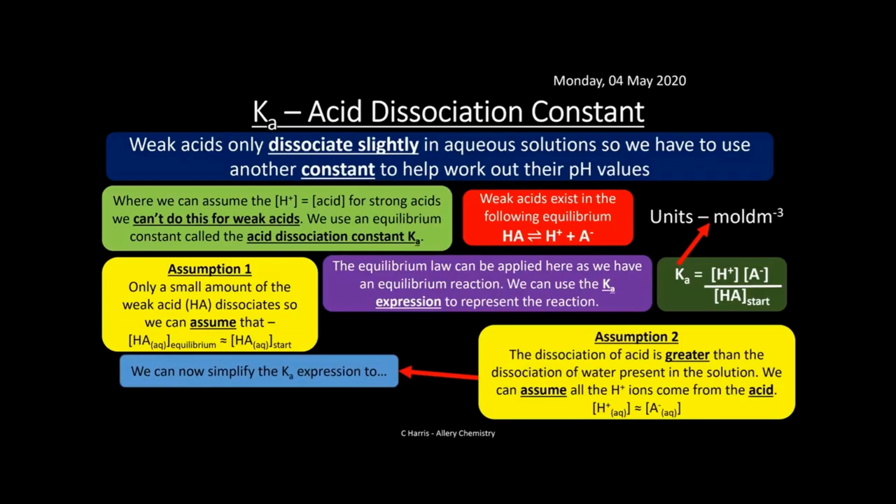So we can now simplify this Ka expression to something a little bit easier. This is the good thing about chemistry, you just keep simplifying everything. It doesn't have to be complicated. So Ka is H plus squared over HA. Basically we've just got rid of the A minus and squared the H plus. So it's a lot easier to use when it's in that format.